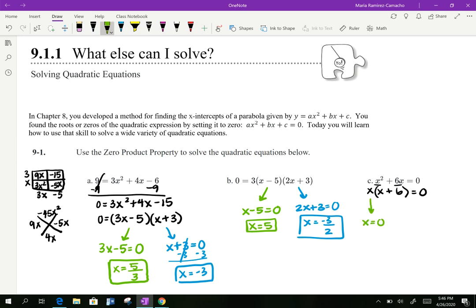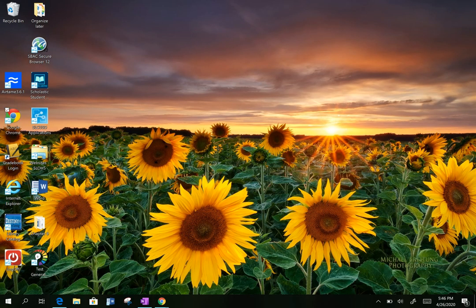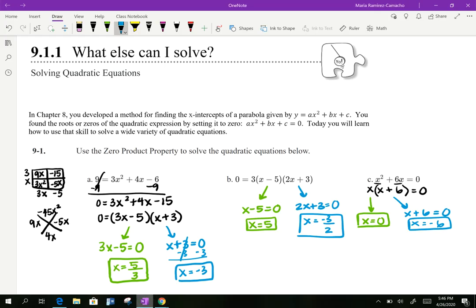Okay, x equals 0. That's one of our solutions. Since I don't have x plus anything equals 0, that's just my solution for x is 0. Set this equal to 0, solve for x. I get, I don't know how to make that go away. x equals negative 6. Okay, we're done with 9-1. We've got a little refresher on the zero product property.